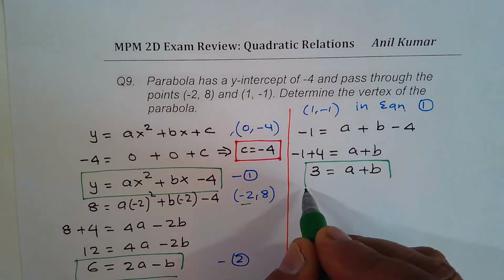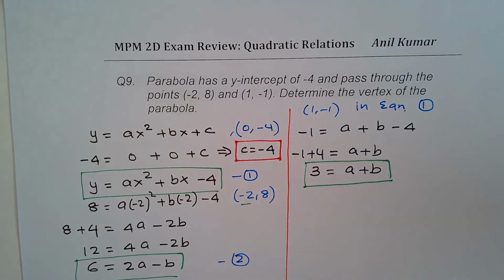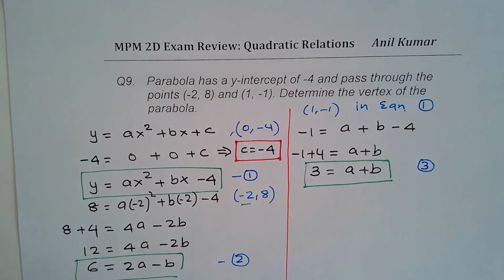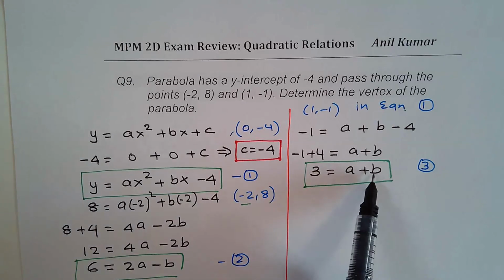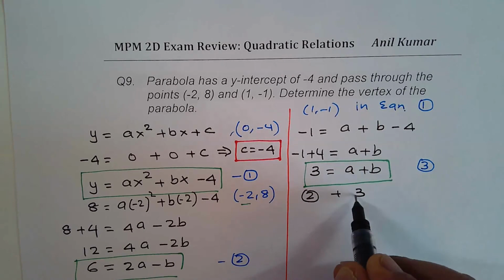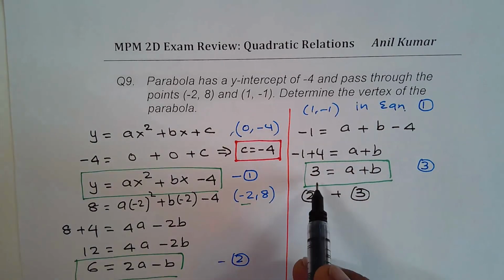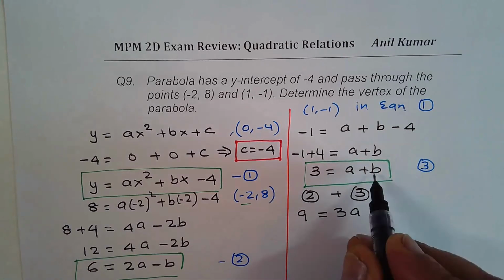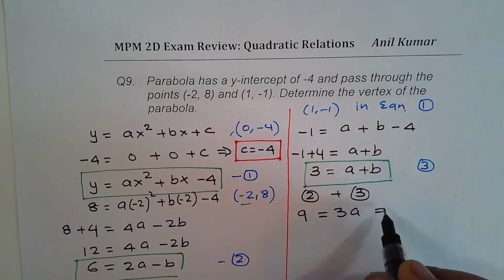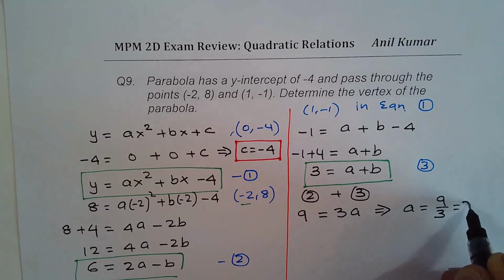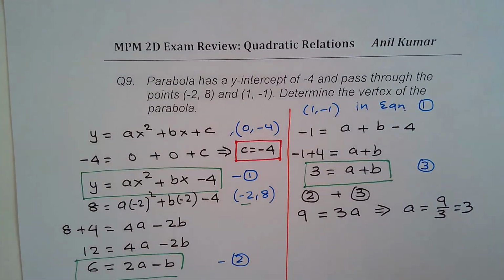So with 3 points, we get 3 equations. These 3 equations can help us solve the question. If you do 2 plus 3, you can eliminate b, right? So now we will do equation 2 plus equation 3. 6 plus 3 is 9 equals 2a plus a is 3a, and b minus b is 0. So that gives you the value of a as 9 over 3, or 3, right? So we get the value of a as 3.